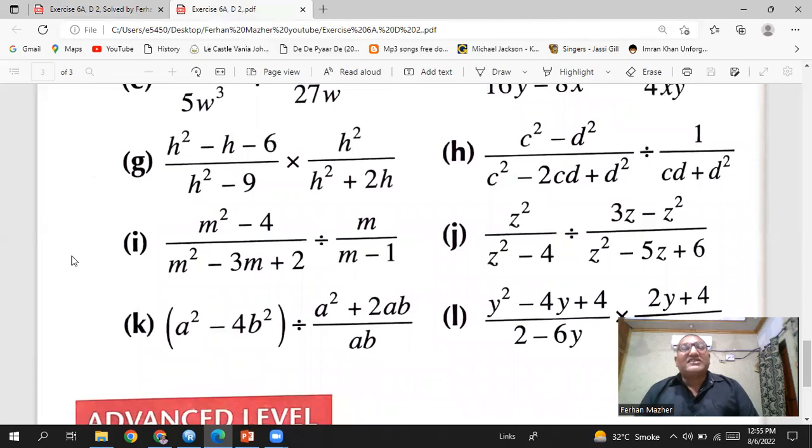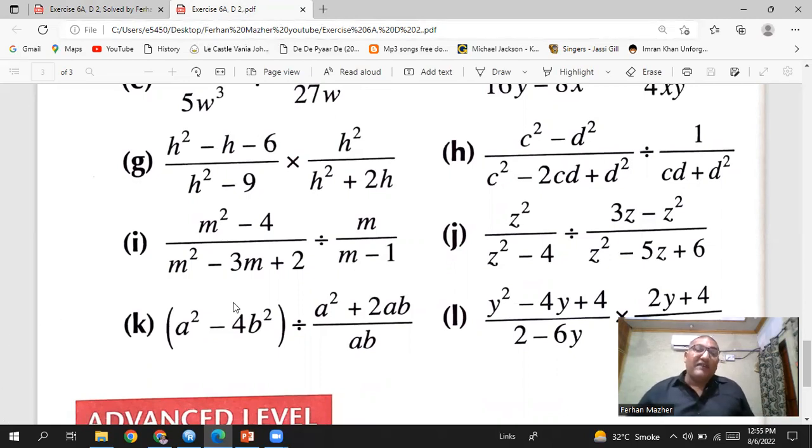M square minus 4. These two are perfect squares. 4 is the perfect square of 2. So it's basically m square minus 2 square. In the place of the 4, I can substitute 2 square. So downstairs we have m square minus 3m plus 2. I can do the midterm breaking and I can factorize it.